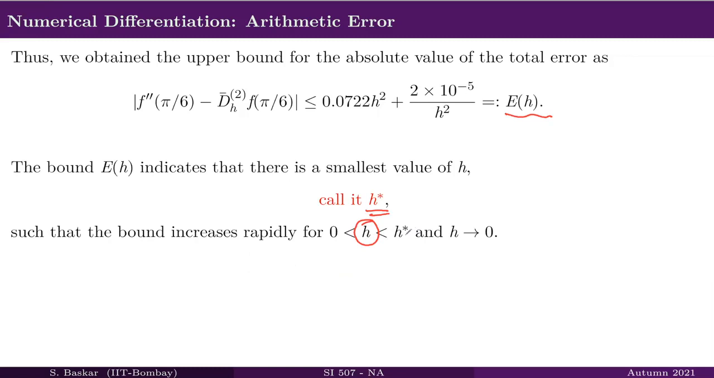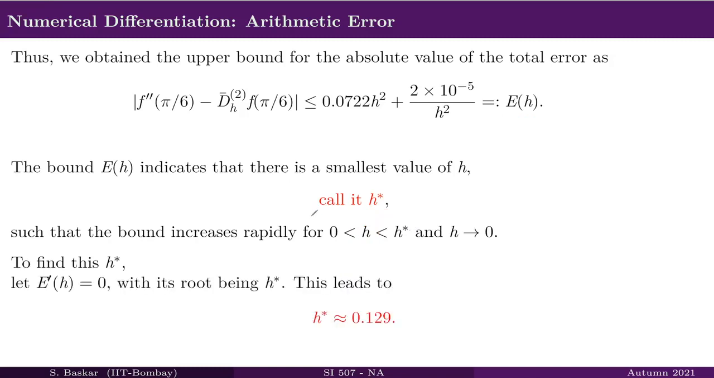That is the idea of this analysis. Let us see how to find this h star. Well, you can find it by first differentiating e and equating it to 0 and seeing the root of this nonlinear equation. And in this particular example, it happens to be 0.129. So this is the critical value of your h, beyond which if you try to take the value of h, you will tend to only increase the total error.